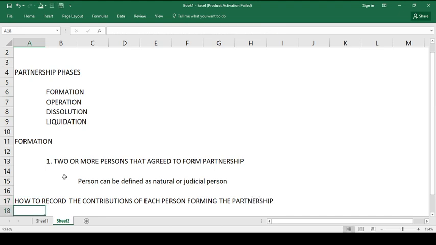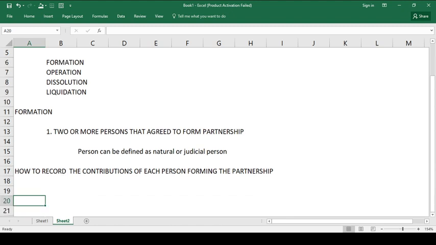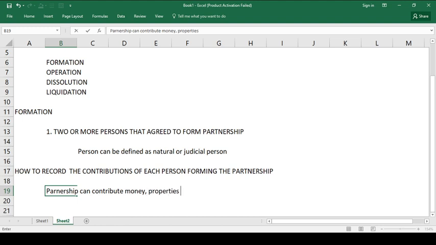The general rule is that a partnership can be formed by contributing money, in kind or properties, and industry. Take note, partners can contribute money, properties, or industry. These are the only things that can be contributed.